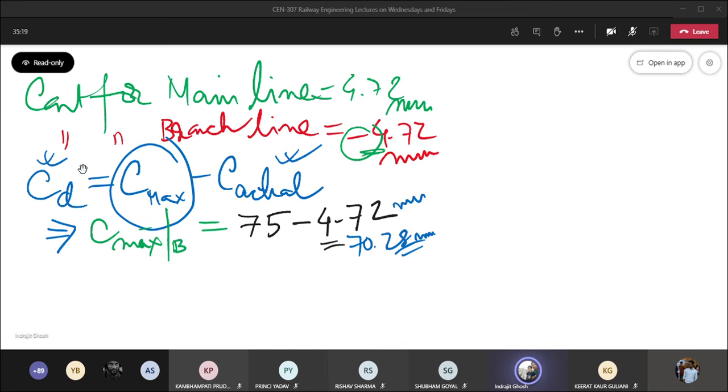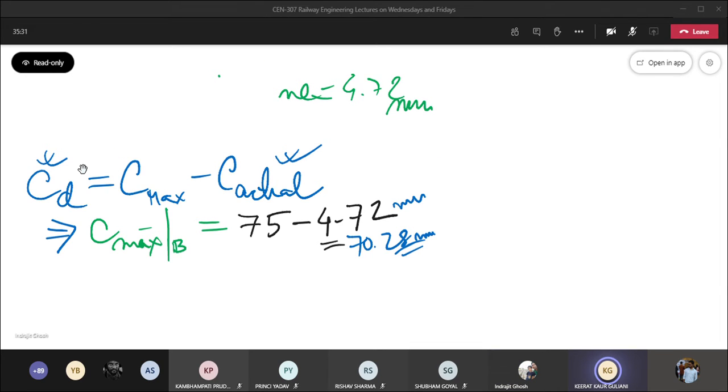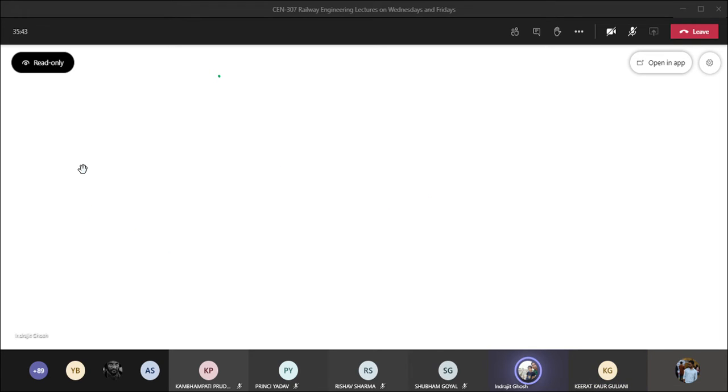So when you have C max for the branch line, how do you get the maximum speed on the branch line? We can equate it with 1750 into V square by 127 R. Yes. Here also there is a tricky part. This is really easy, but here also the students make mistakes. So we know C max for the branch.